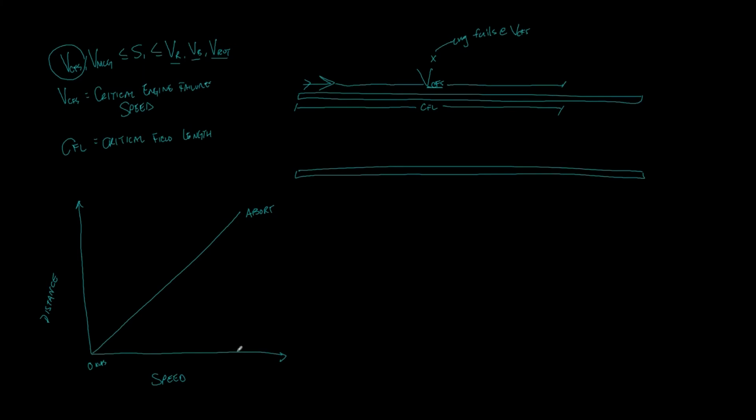Now let's think about this. Let's say I roll down the runway and I reach 120 knots. There we go, 120. And I lose an engine here, but I decide to stop. How much runway is it going to take for me to stop, to bring the aircraft to a full stop safely?